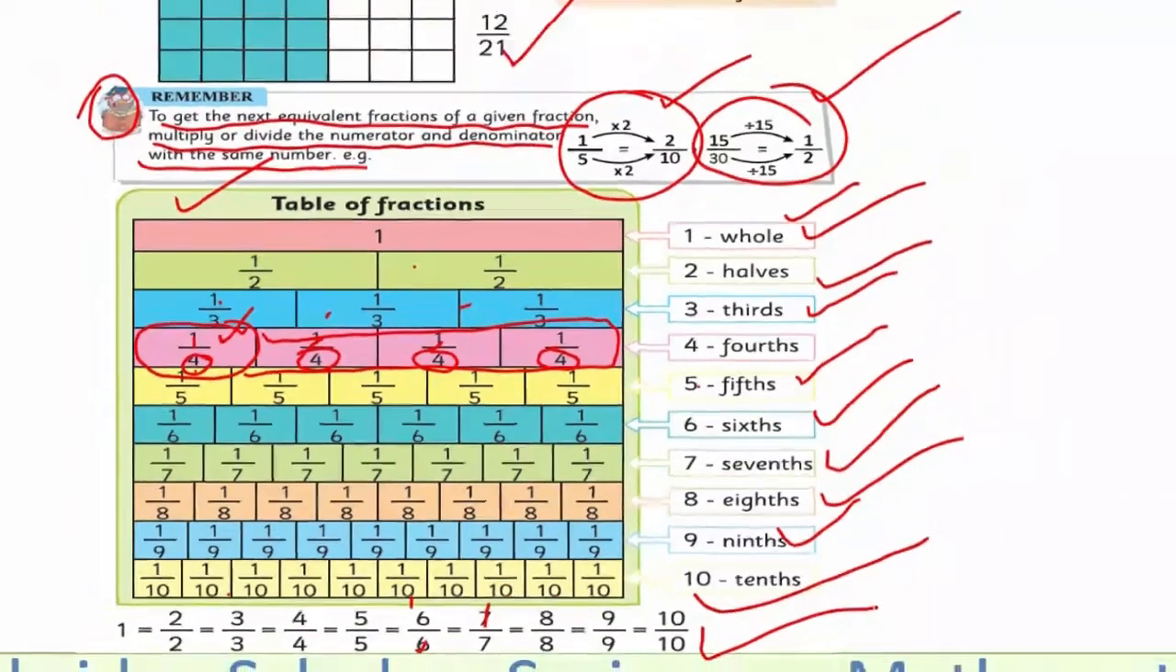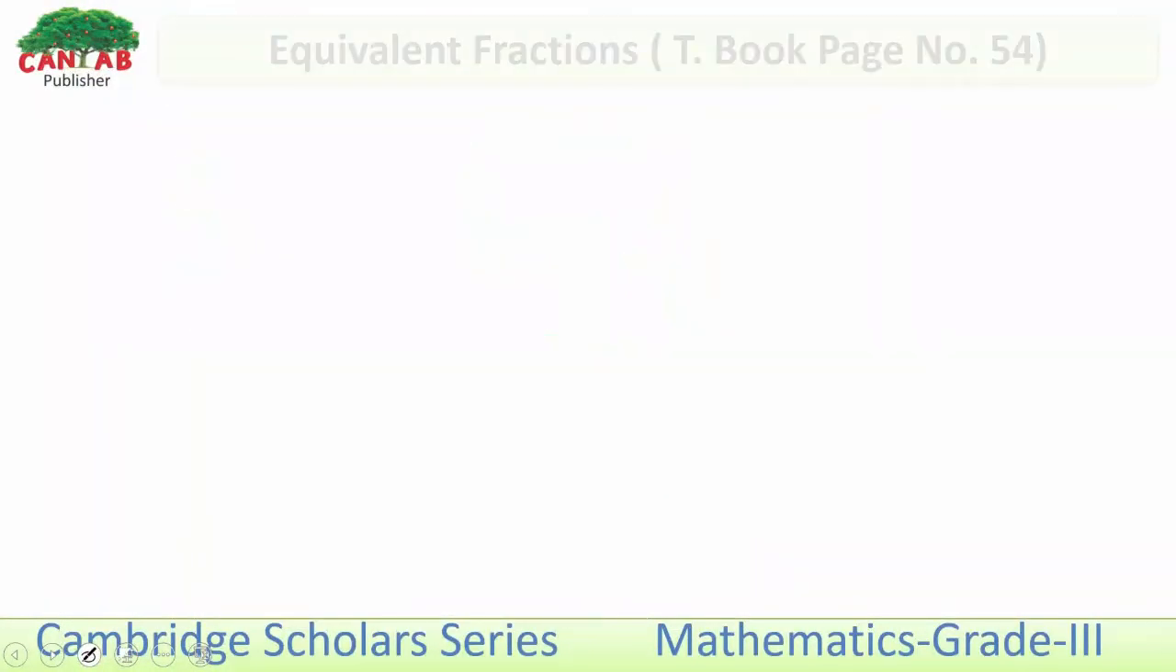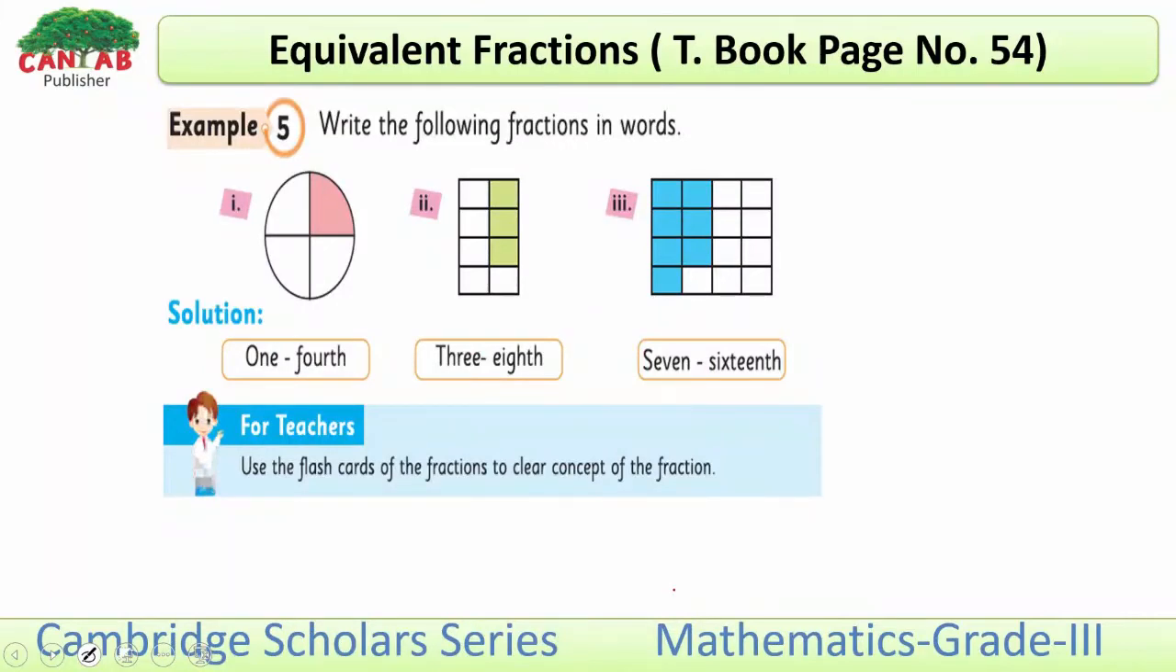Students, now come to the next page. Look at example number 5. Write the following fractions in words like this: 1/4, like this. How many? 1, 2, 3, 4, 5, 6, 7, 8. 3/8 and this one is 7/16. So read the table of fractions which we have done on the previous page, and then you have to complete your exercise questions by using that table, like example number 5.